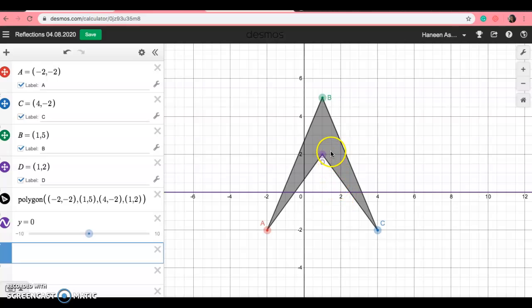We want to reflect this shape along the x-axis. We're imagining that we're putting a mirror here, and we're just going to reflect it. So our shape is still going to be in all 4 quadrants, but it's going to be flipped around.